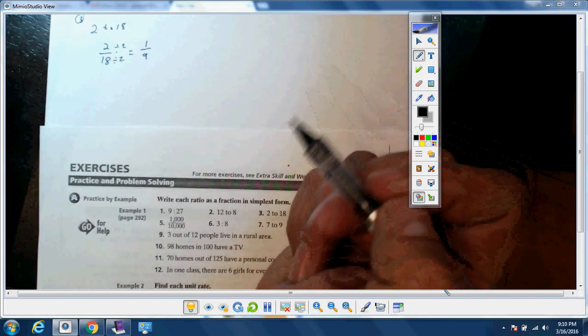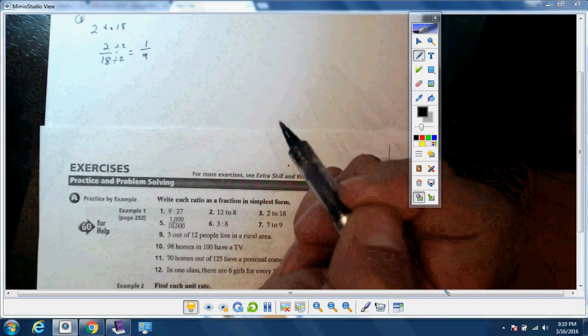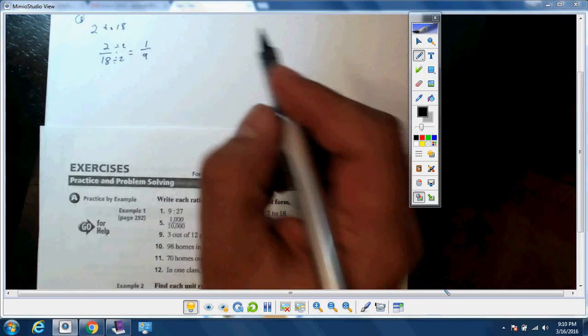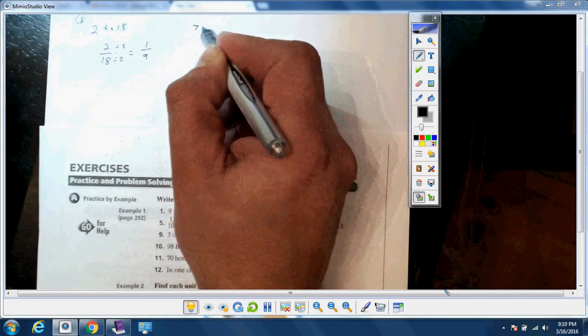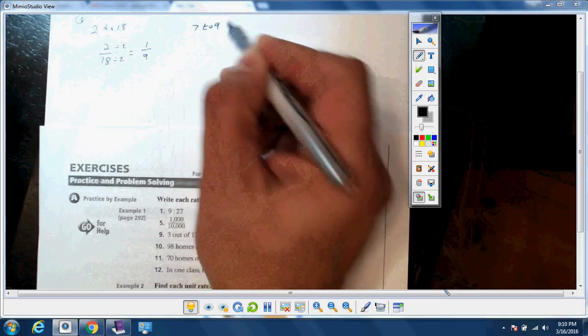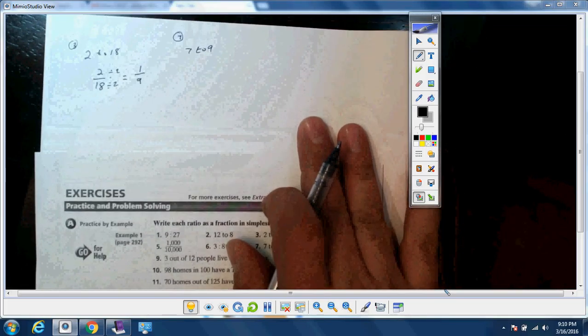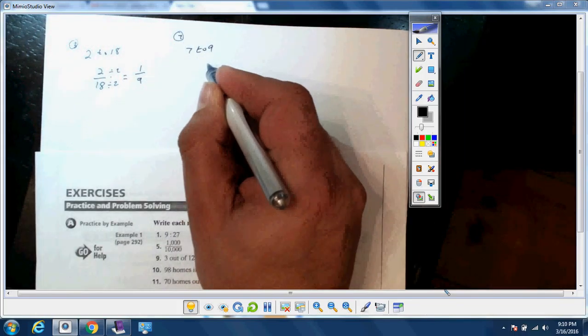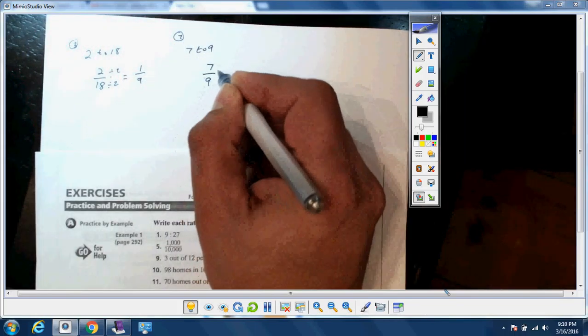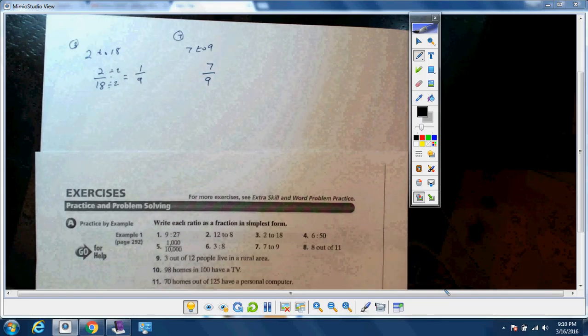That was number 3. Now you'll have one that's like number 7, where you may not be able to reduce it at all. Number 7 says 7 to 9. Let's put that down just a little bit so you can see it. To take 7 to 9, you put it into a fraction. 7 goes on the top, 9 goes on the bottom, because the first number goes on the top and the second number goes on the bottom.